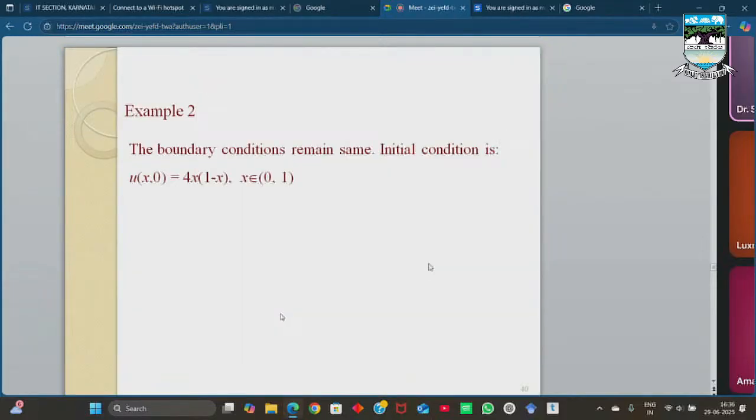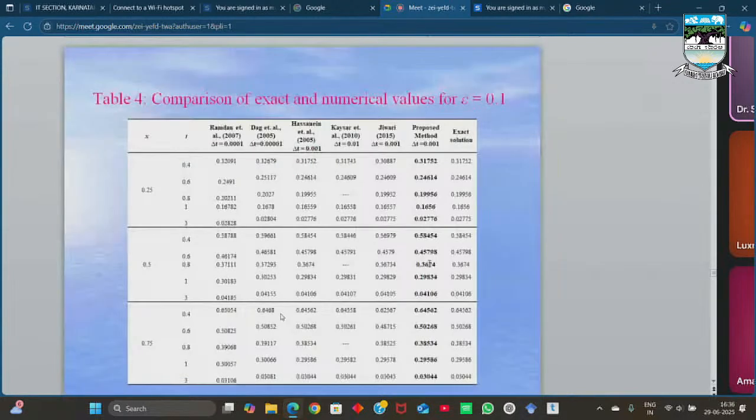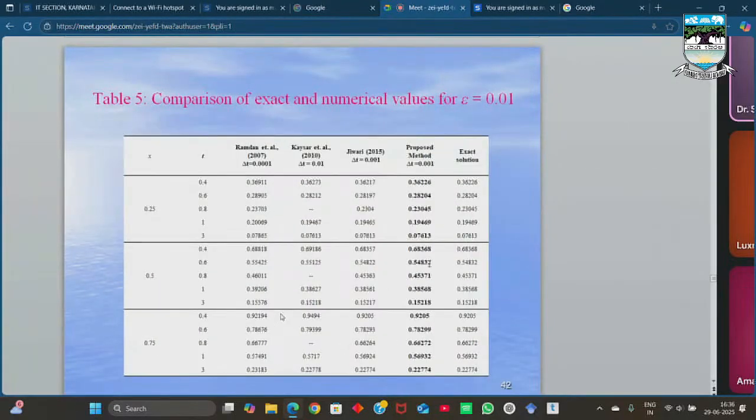Then the next problem is solved for the initial condition 4x into 1 minus x. The boundary conditions are taken to be homogeneous Dirichlet boundary conditions. Here again we have compared the results for epsilon equals to 0.1. The values are found to be better than the existing values. And in this table we have compared the results for epsilon equals to 0.01.